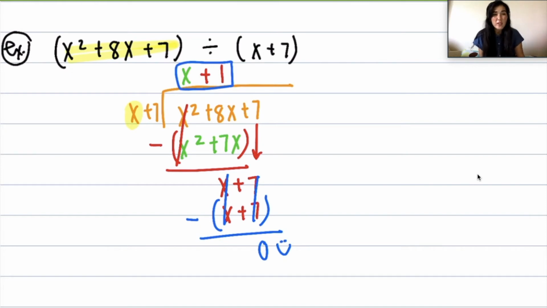All right, guys, if you tried this one, your final answer here would have been x plus 1. So again, just watch out and make sure that you're focusing just on this first term, seeing how many times x goes into these different terms. And then also remember that you are subtracting that entire term here. So remember, think about this is minus x squared, but then also minus 7x.